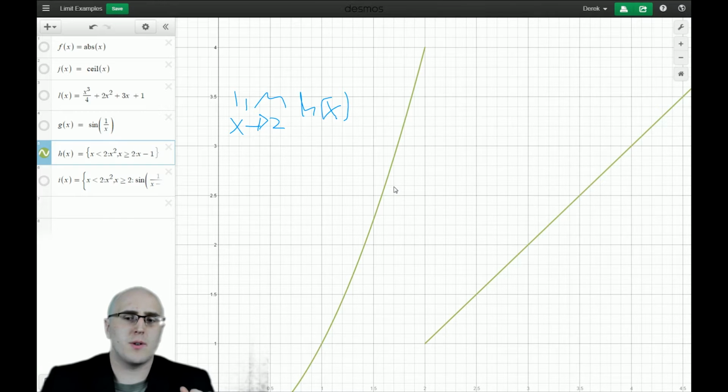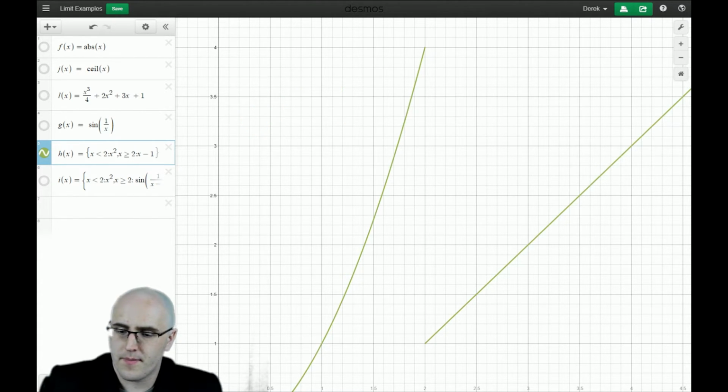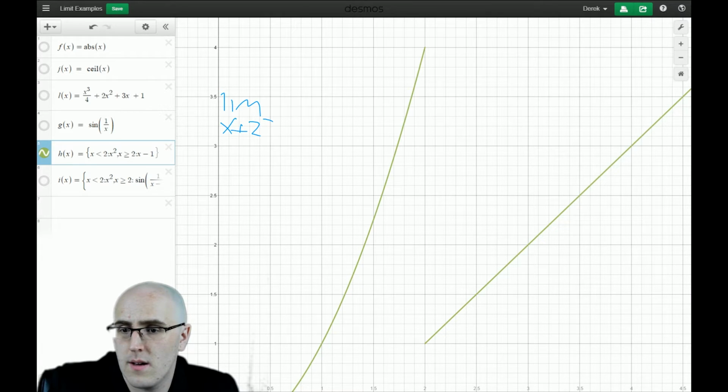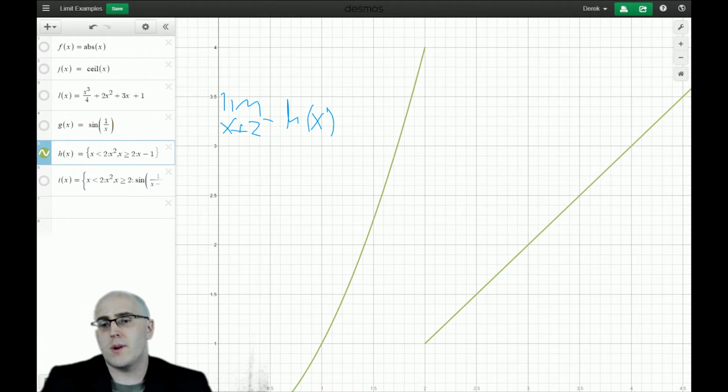I am going to take this opportunity to talk about left and right limits, which are not true limits, but they occasionally get used in mathematics. You might see something like this: the limit as x approaches 2 minus of h of x. What this basically means is the limit from the left side, not the right side. We don't care about the right side in this case.